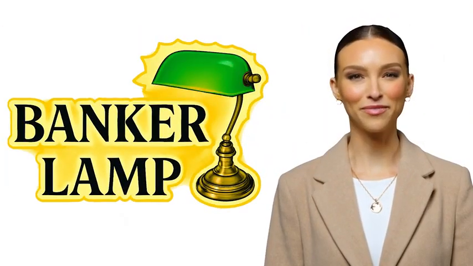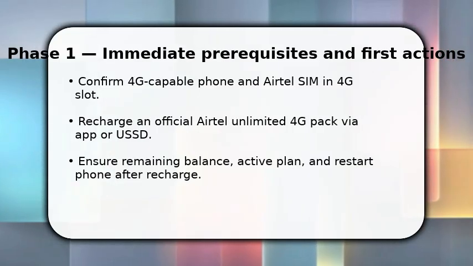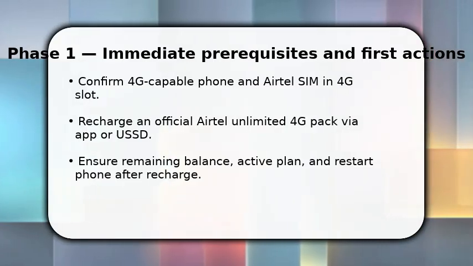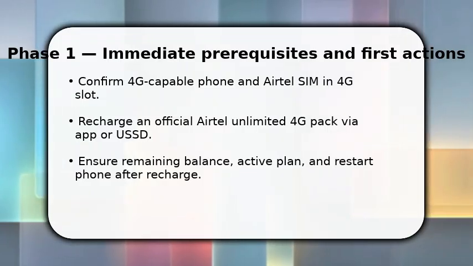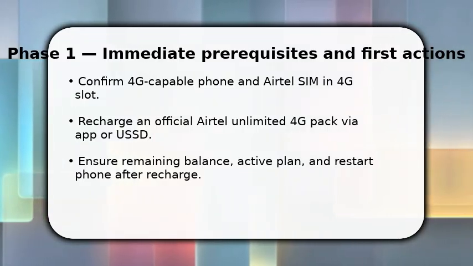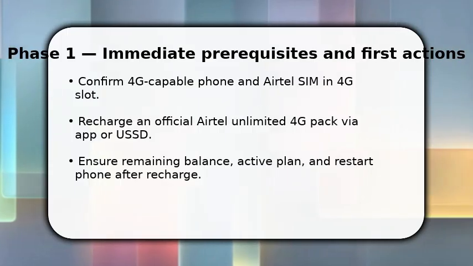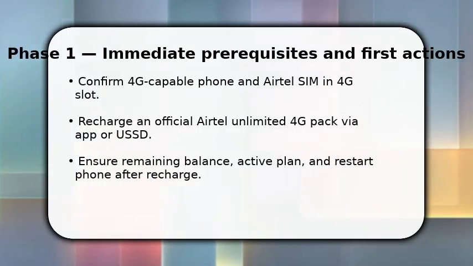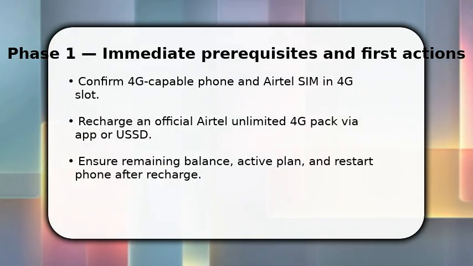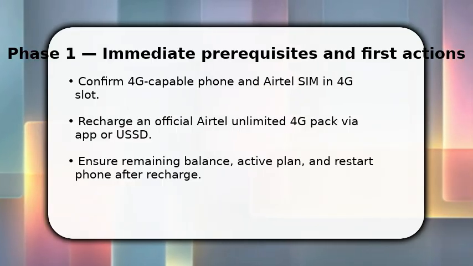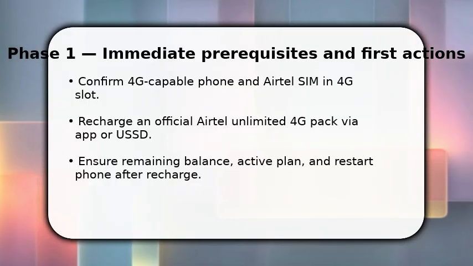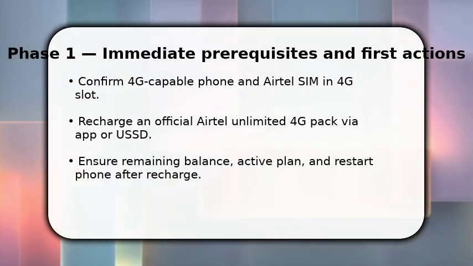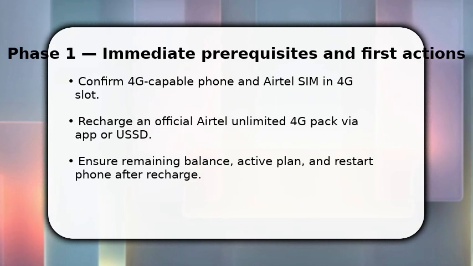Please enjoy the video. You start by confirming basics: a 4G-capable phone and your Airtel SIM in the primary 4G slot. Once done, purchase an official Airtel Unlimited 4G pack via the My Airtel app or the carrier USSD code. This ensures system activation. After payment, make sure your balance shows the plan as active, then restart the phone to let network settings refresh. You do this because the restart forces the network to push the plan features to your SIM, enabling full 4G access.